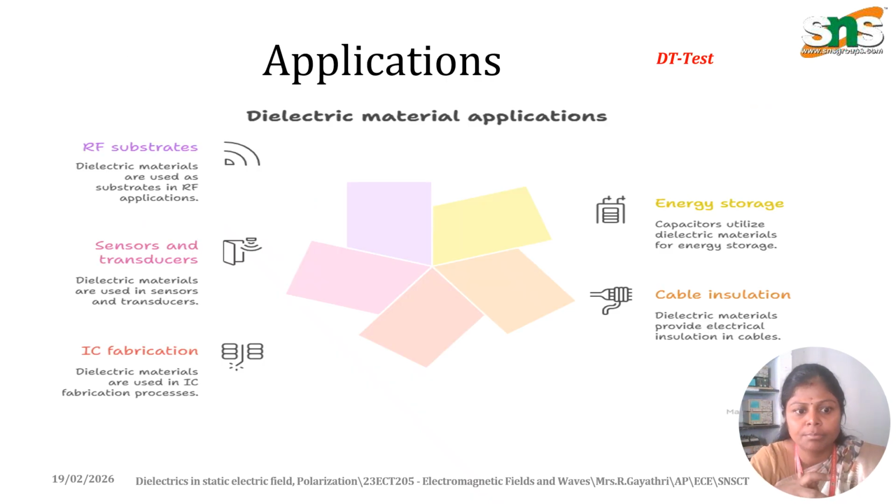Coming to the applications of dielectric materials, they are used as RF substrates, mainly for RF applications. In electromagnetic field applications, dielectric material is used, and it is used in sensor and transducer materials. For IC fabrication, when designing op-amps or very large scale integrated circuits, dielectric material is used. For the fabrication of antennas, dielectric material is used: FR4 substrate and Rogers substrates.